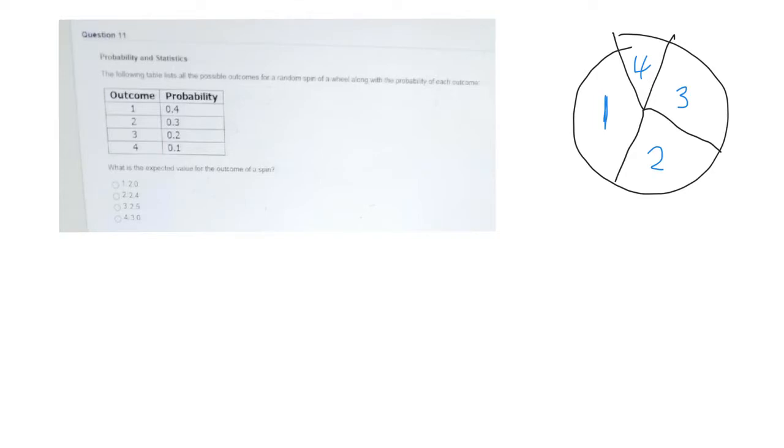Right? Now, they're asking, what is the expected value for the outcome of a spin? Now, expected value basically means if you were to spin this literally an infinite amount of times, what is your average score going to be at the end of the day? Is it going to be 1 point per spin? Is it going to be 2 points per spin? What's your average score per spin? What would that be in the long run? So expected value has to do with in the long run, how many points per spin you will get.